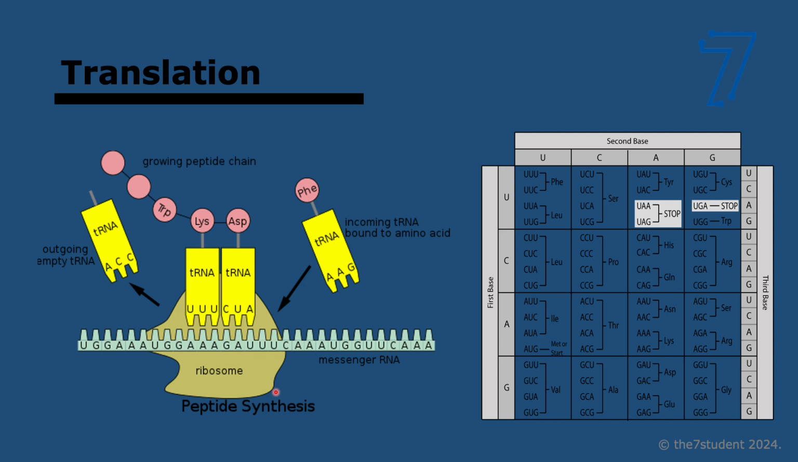It can be found by the rough endoplasmic reticulum or just free in the cytoplasm. And so the mRNA is going to bind to the small subunit of the ribosome. And then the large subunit has 3 binding sites for tRNA. And then it also has the enzymatic activity to form peptide bonds between different amino acids, right?